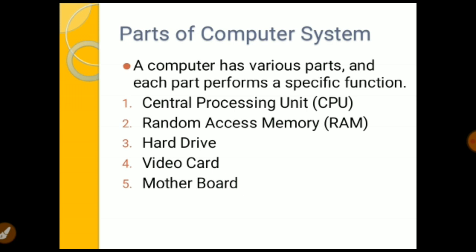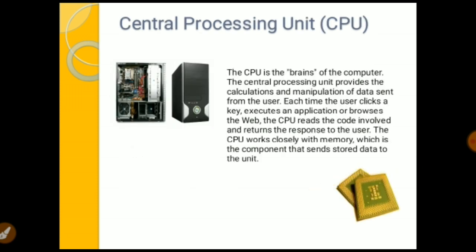First is the central processing unit, or you can say CPU, second is random access memory, RAM, third is hard drive, fourth one is video card, fifth one is motherboard. Central processing unit. As we know, the central processing unit, or CPU, is the brain of the computer. It is basically used to perform the calculations and manipulations of the data sent by the user. Each time the user clicks a key, executes an application or browses the web, the CPU reads everything. Whatever instructions you give it, it will easily catch and follow.